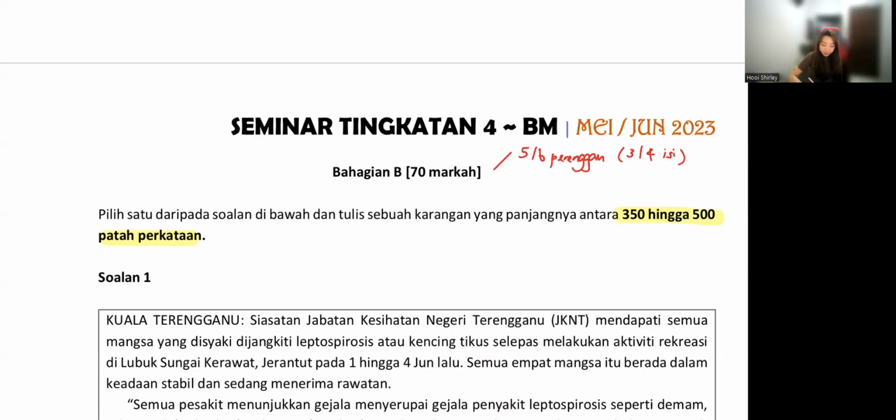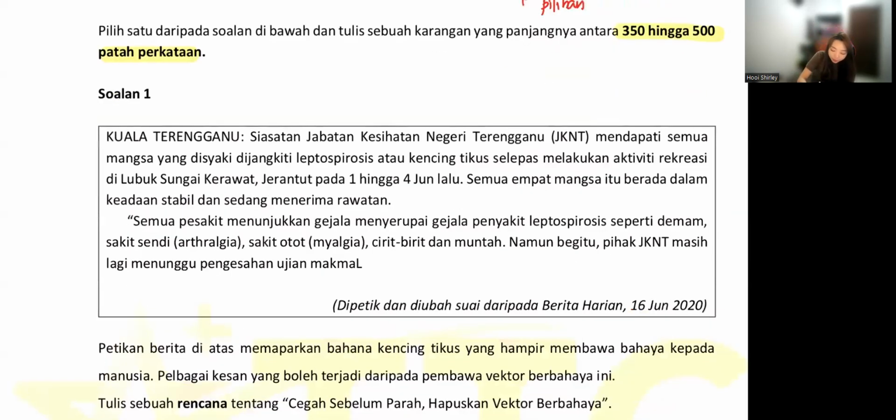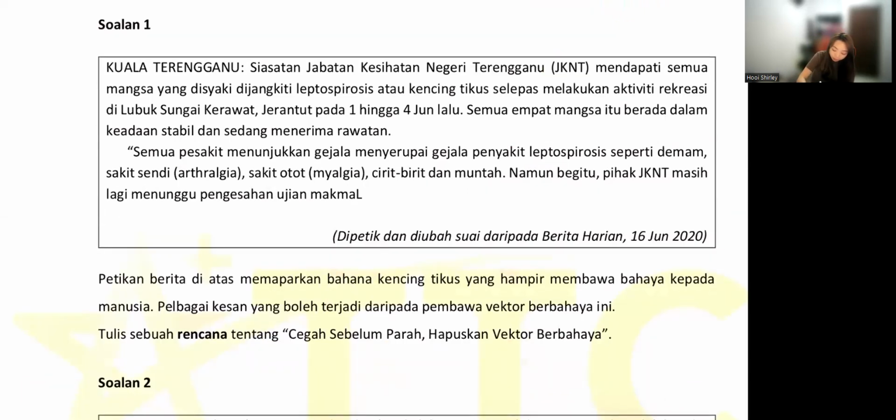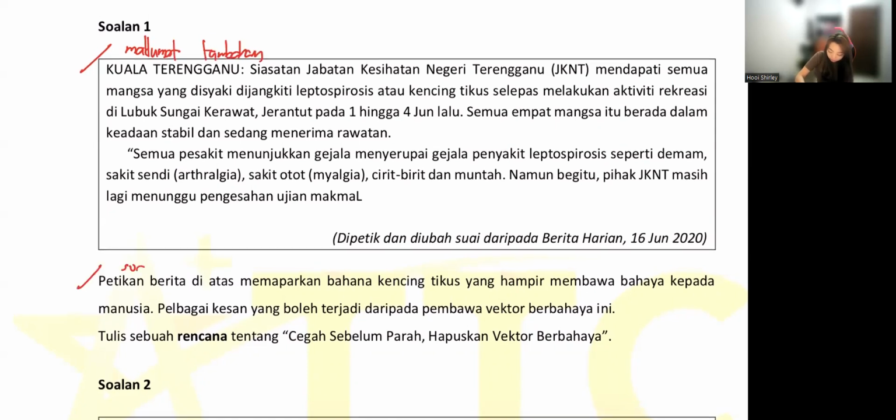Okay. And then, how many words? Minimum 350, maximum 500. There are 4 choices. 4 pilihan, semua daripada domains yang berlainan. So for the first one, okay. In your exam, this is just the questions only. This is maklumat tambahan. This is soalan. Okay, maklumat tambahan and soalan.